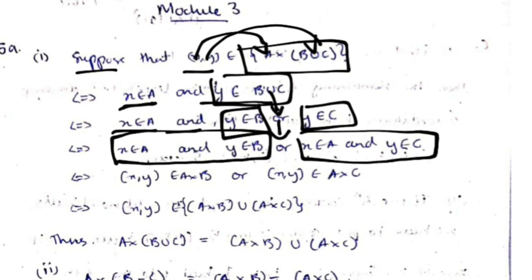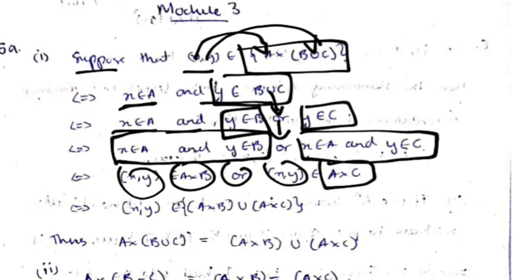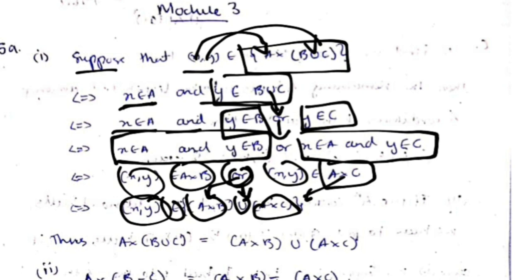Then we can write this as X comma Y belonging to A cross B or X comma Y belonging to A cross C. Okay, so then further simplifying it, we will get X comma Y belongs to A cross B, or can be written as union A cross C. And that's what we need to prove: A cross B union C is equal to A cross B union A cross C.